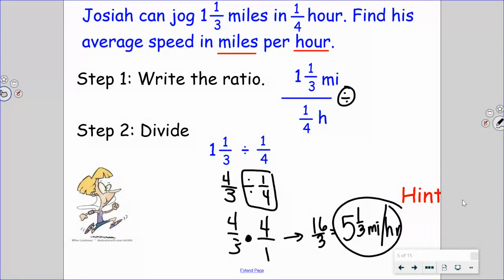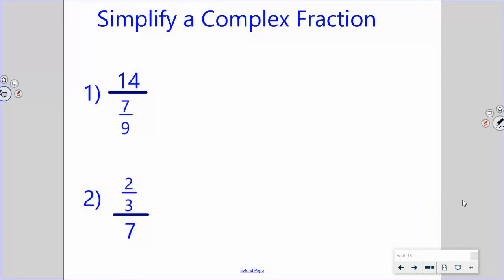So that's that, folks. That's complex fractions. If you got some nastiness, if you got a fraction inside of a fraction, even both numerator and denominator are fractions, simply change it into a division problem, divide out, and simplify. In this case, Josiah's average speed was 5 1/3 miles per hour. And now that you have per hour, you have a unit rate. So let's do a couple more examples.